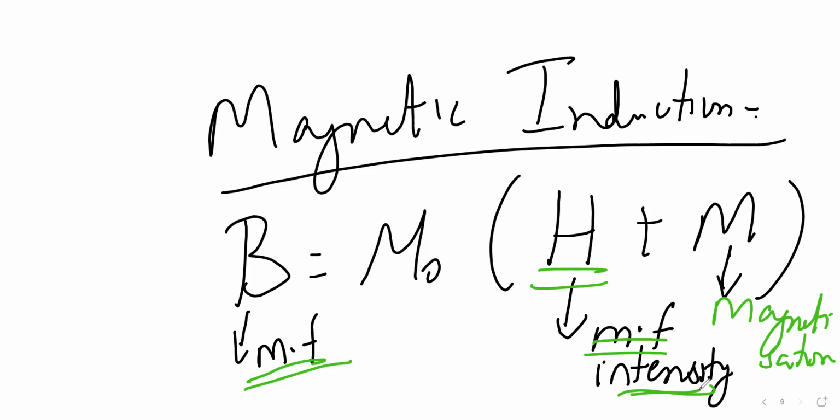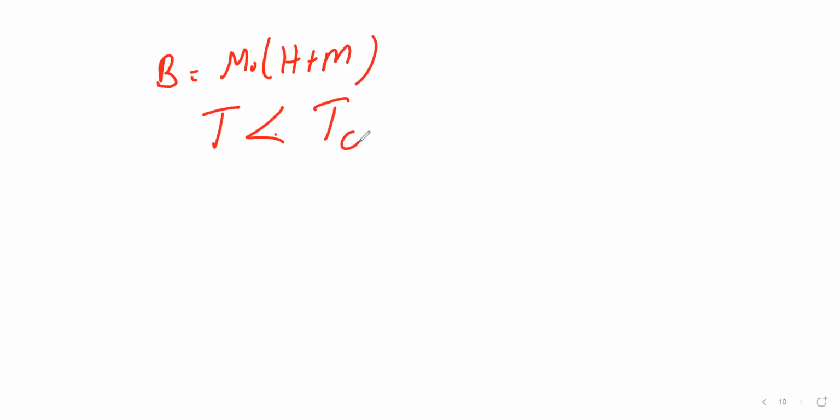Correct? So this you have to note now. I'll write it down clearly here. B is equal to mu naught into H plus M. Next we'll check our derivation. Now, what was my condition here? To undergo the Meissner effect, the temperature should be less than the critical temperature. Correct? That is the condition here. I'll put this in a box, this is the main condition.